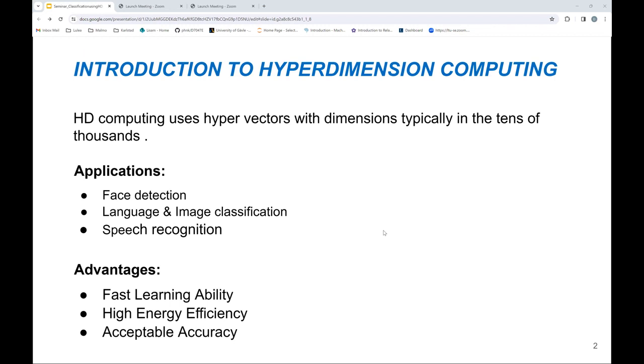HD computing draws inspiration from the human brain's ability to process information in high-dimensional spaces. It uses vectors to represent possible brain states. HD computing utilizes a unique data type called hypervectors, whose dimensions are typically in the 10,000s. It finds its application in language classification, image classification, speech recognition, and face detection. Also, it has many advantages over classical computing, like fast learning ability, high energy efficiency, and acceptable accuracy.